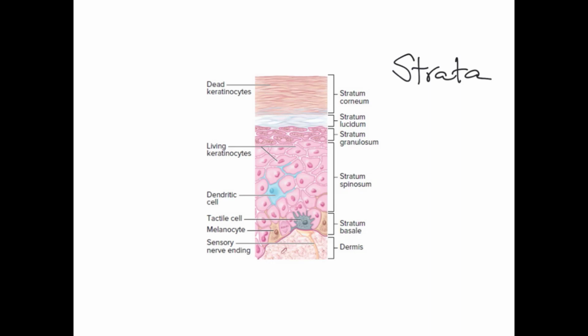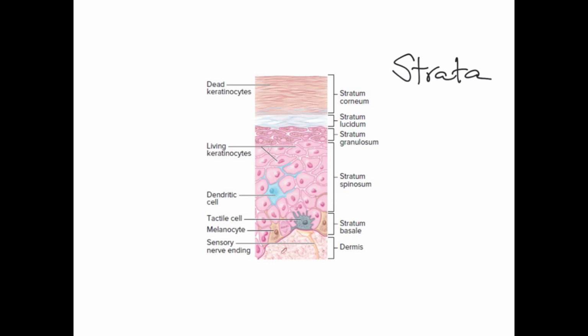The next layer is the stratum lucidum, right here, the stratum lucidum. This is the layer that may or may not be present. So this layer is only found in the thicker skin, like in the palms of our hands or the soles of our feet. And under a microscope, this looks very thin or translucent. And again, it's made up of keratinocytes, which is that protein that becomes keratin. So that may or may not be present.